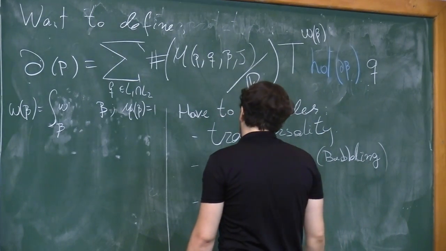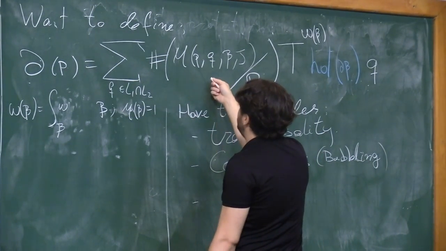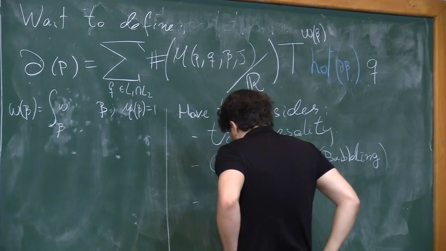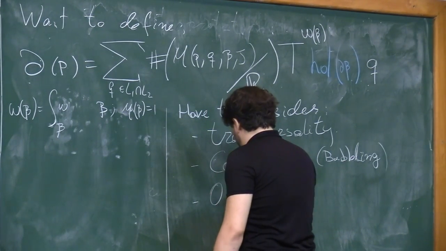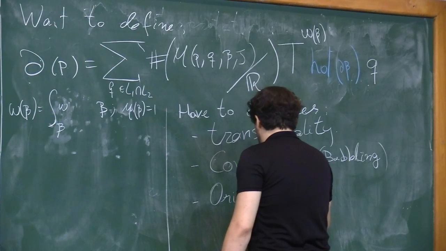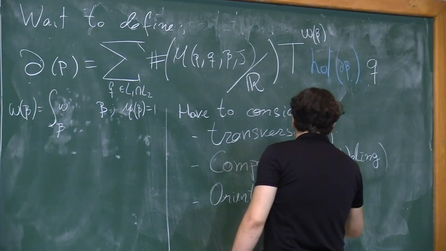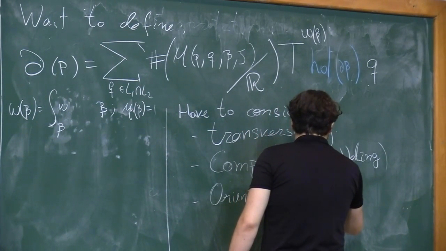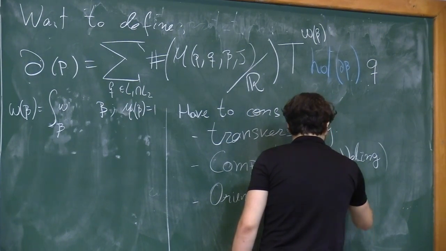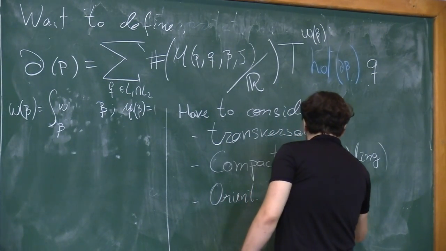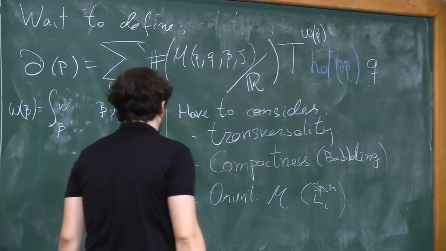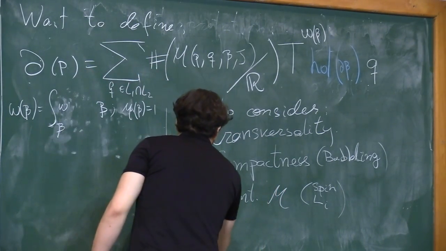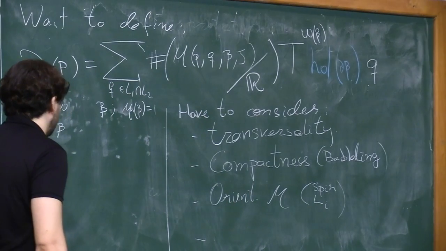Then, I'm really counting here in Z. So you need to orient your moduli space. And this is related to the choice of the spin structure that you choose in each one of your Lagrangians. So I'll not comment much more on that either.